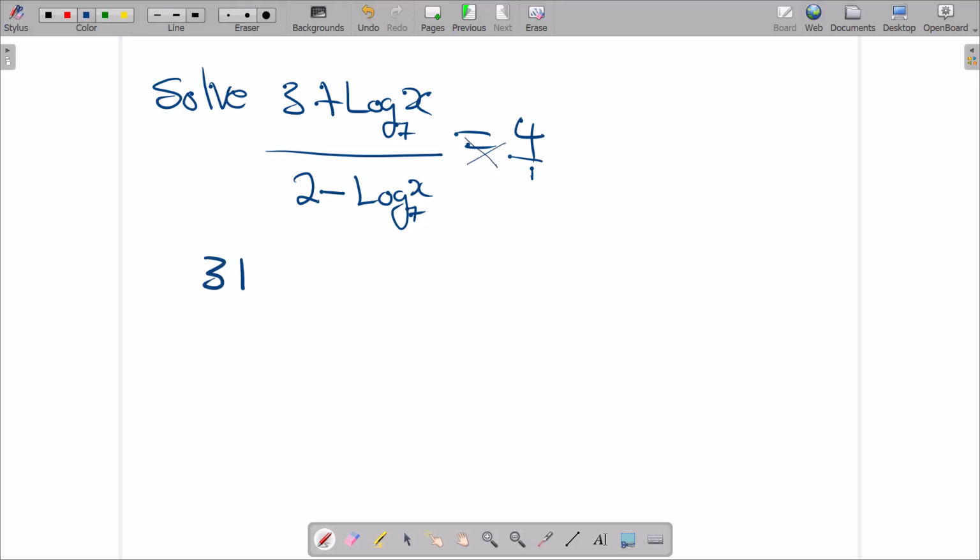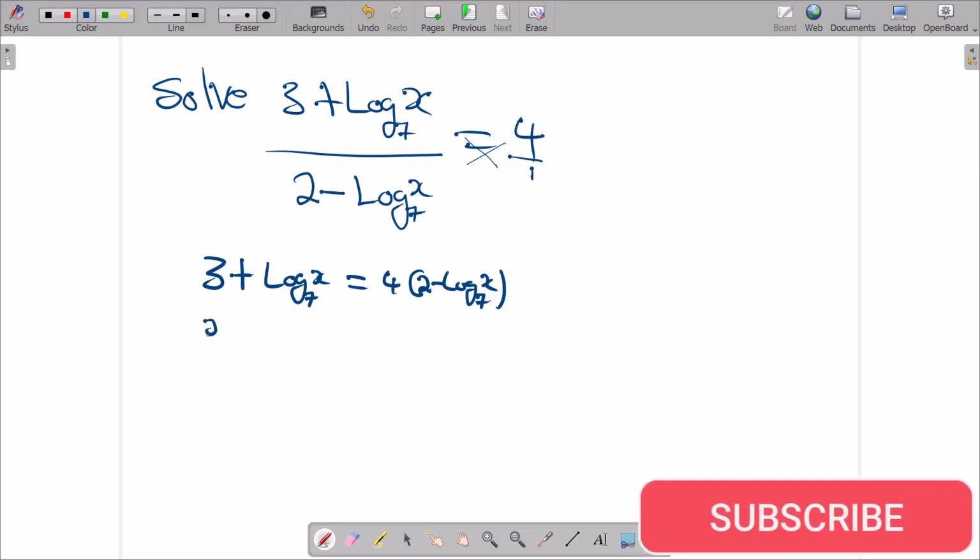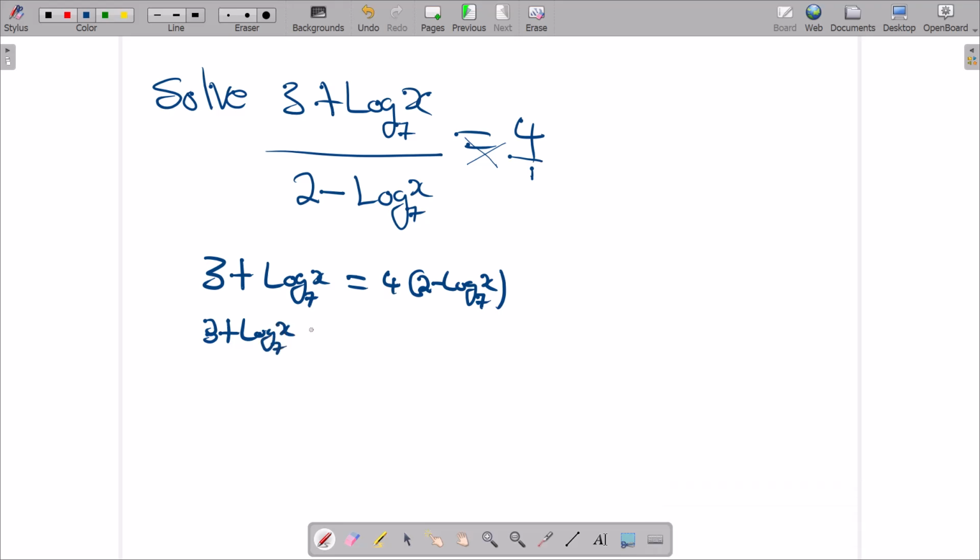By doing so, you get 3 plus log x base 7 is equal to 4 bracket 2 minus log x base 7. So here, you are having 3 plus log x base 7. Then you simplify the right hand side by saying 8 minus 4 log x base 7. If this is the case, you can collect like terms.